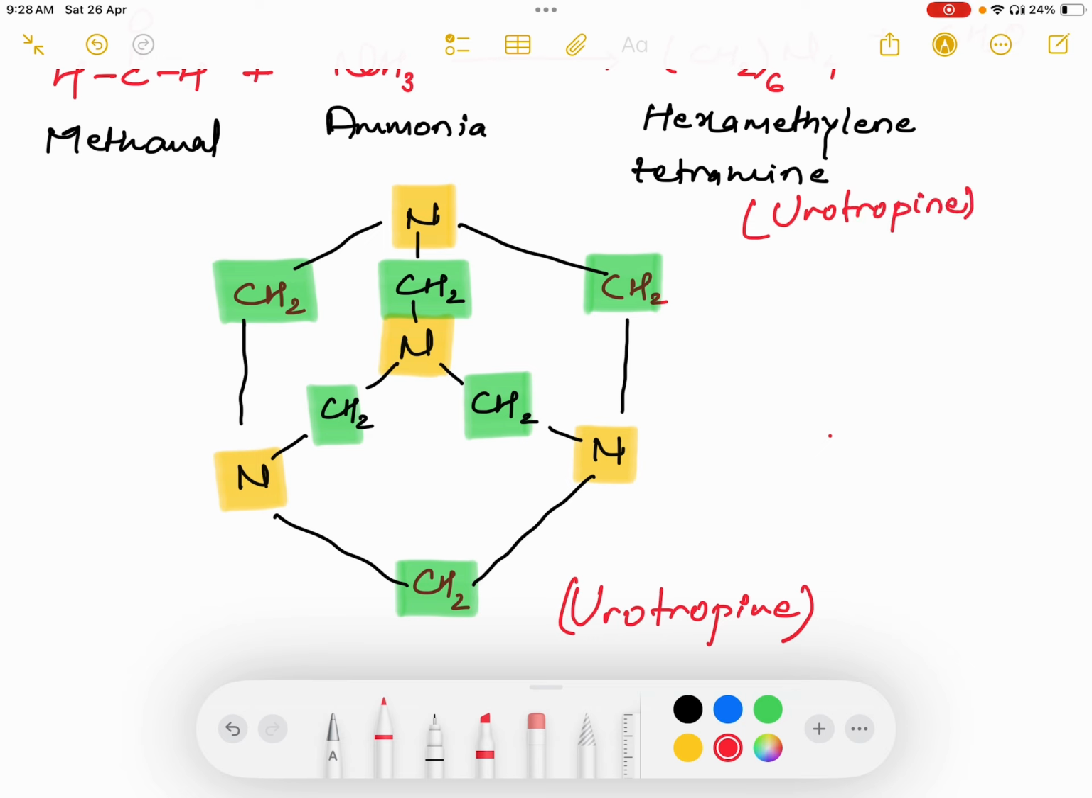You might have a question like how will methanol react with ammonia, or what product will you get and what is the structure? So this type of question can be asked.